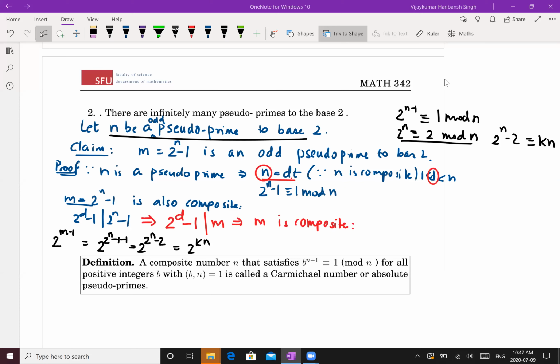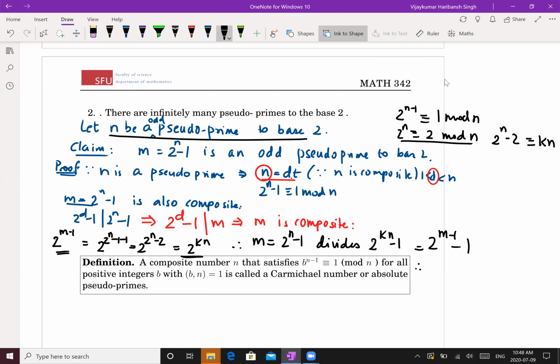So then it follows that since we get therefore m, which is 2 to the power n minus 1, divides 2 to the power k n minus 1, which is the same as 2 to the power m minus 1 minus 1.